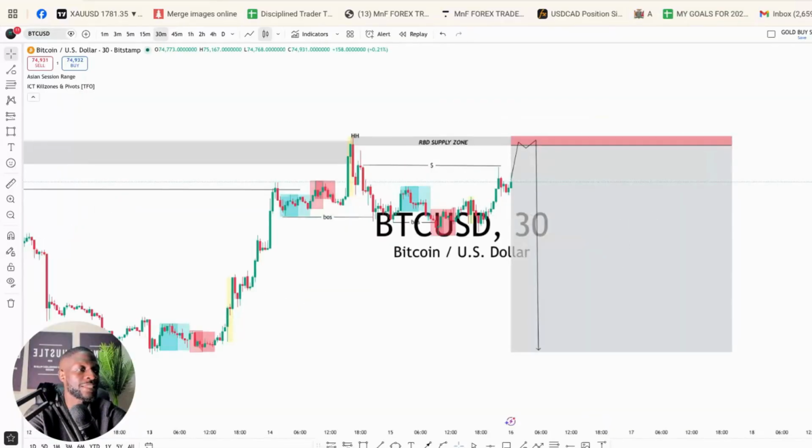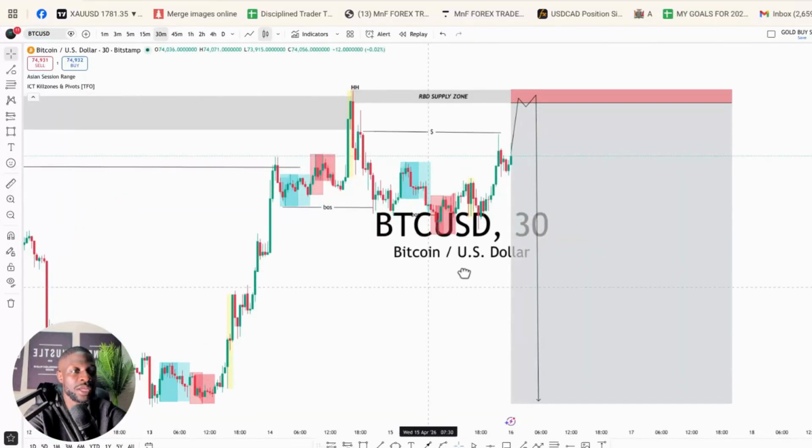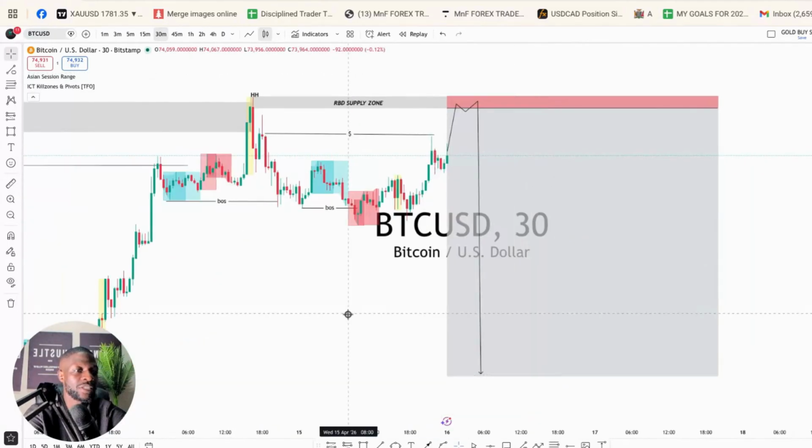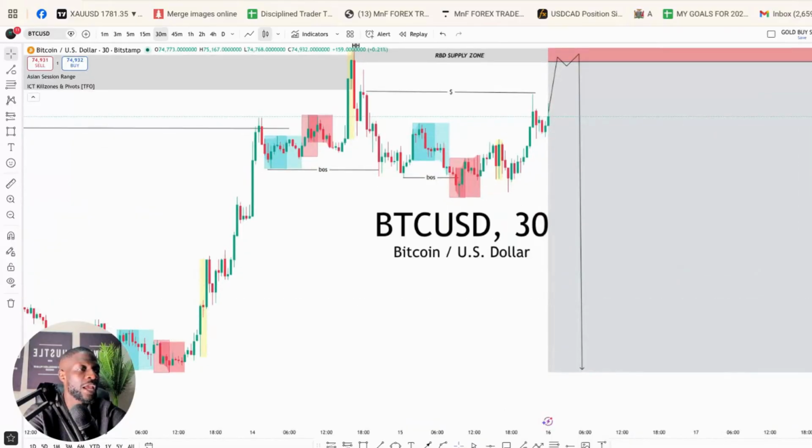All right, that's how this trade is looking, and looking at it, it's a really nice setup. It meets my criteria and everything.